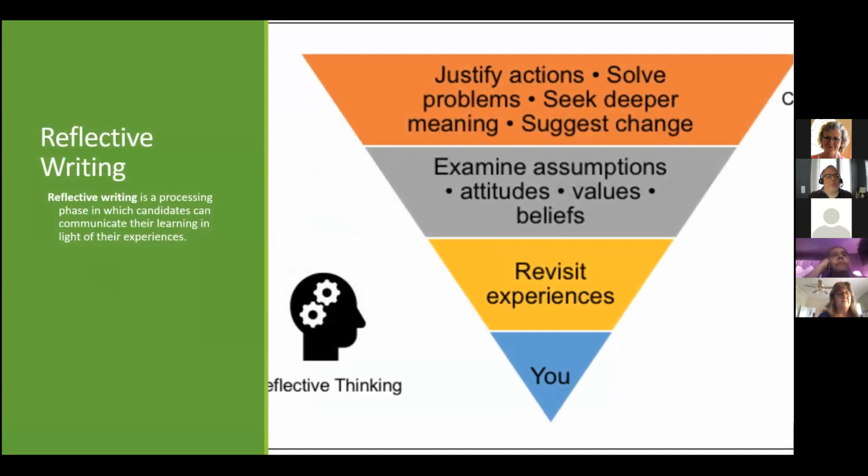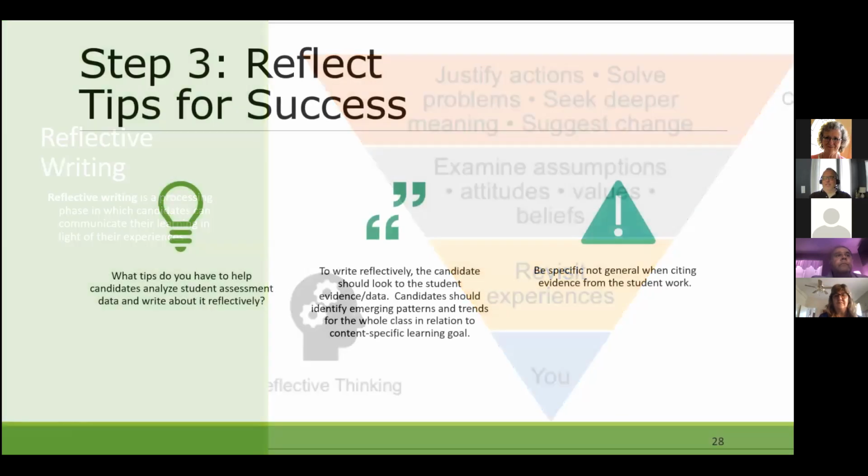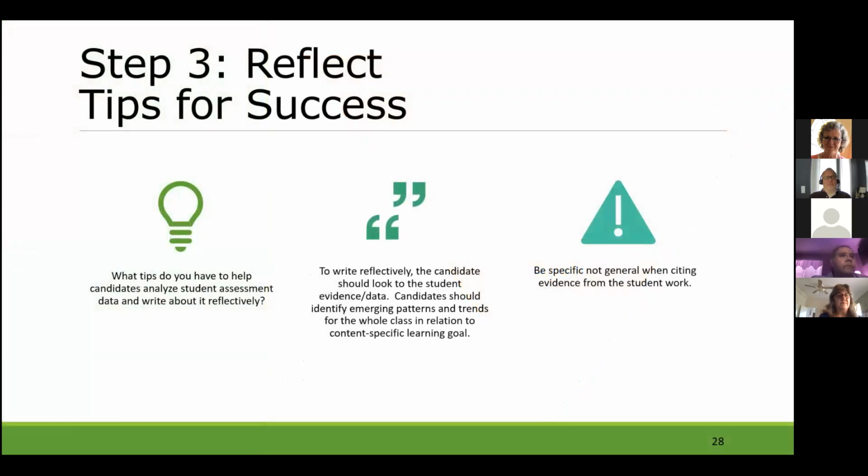Thinking about what reflective writing asks candidates to do, it is a processing phase in which they can communicate their learning in light of their experiences. And thinking of this upside down triangle, where they really start with the assessment results and really go down to ultimately what they do as a teacher and what they can do to help students with getting to the learning goal. So in our next step, why don't we go to Mick and Beth to talk about the tips for success with regard to step 3.